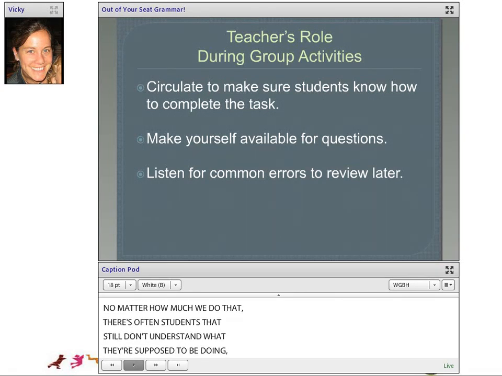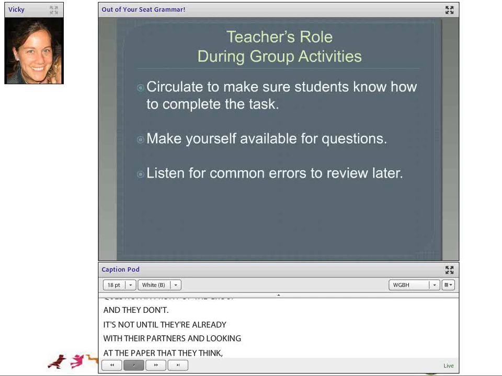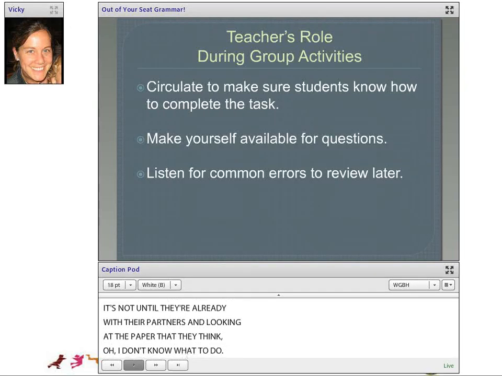And so it's not until they're already with their partners and looking at the paper that they think, I don't know what to do. And so it's your role to be moving around and finding those people and giving them an extra hand in getting ready to do the task. What else? You need to make yourself available for questions.